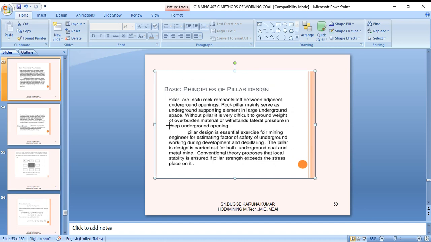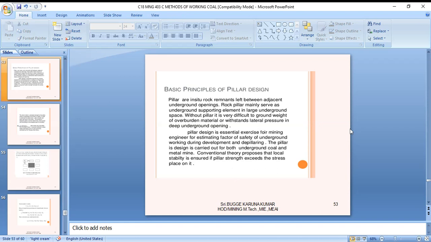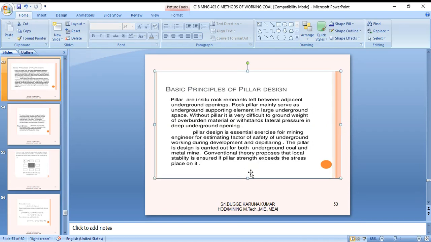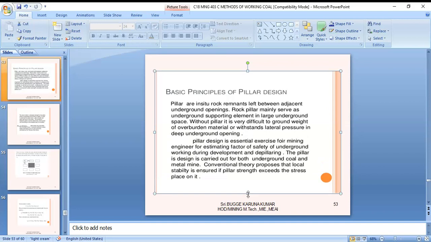So what are the basic principles behind the design of a pillar? Which factors are influencing? The strength of the pillar depends on how much load it can bear. Pillars are in situ rock left between adjacent underground openings. Rock pillars mainly serve as underground supporting elements in a large underground space. Without pillars, it is very difficult to support the overburden material or withstand lateral pressures in a deep underground opening.